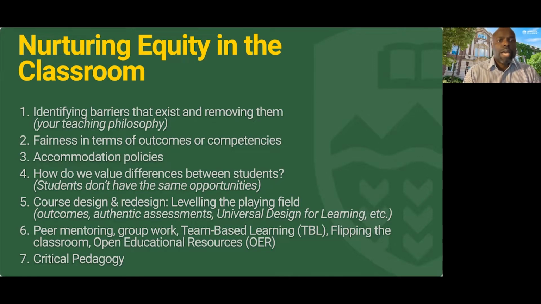2, fairness in terms of outcomes or competencies. Given diversity of students in the classroom, using differentiated learning may assist to nurture student success. 3, accommodation policies. Accommodation policies may be tailored to support student success in meaningful ways. Number 4, how do we value differences between students?